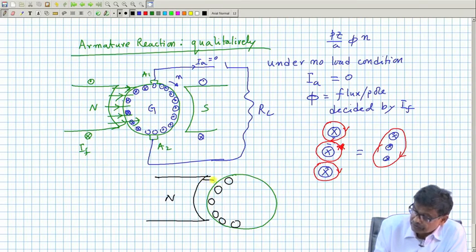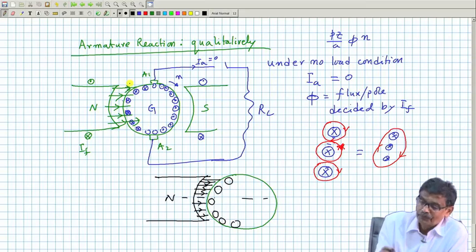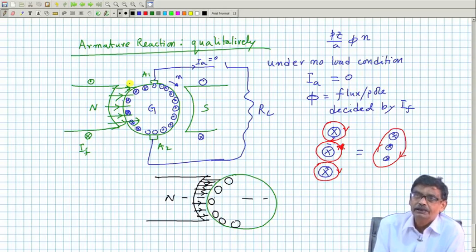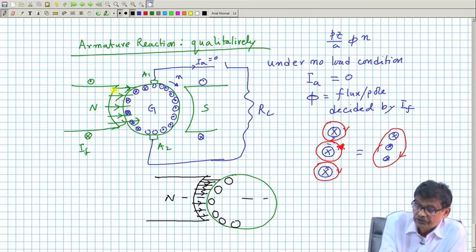So, lines of force in this half will become much more dense, and here lines of force will be rarefied because of this opposing effect. That is what is going to happen. That is, in one half of the pole the magnetic field strength will increase, and in the other half of the pole it will decrease. Earlier it was uniformly distributed.